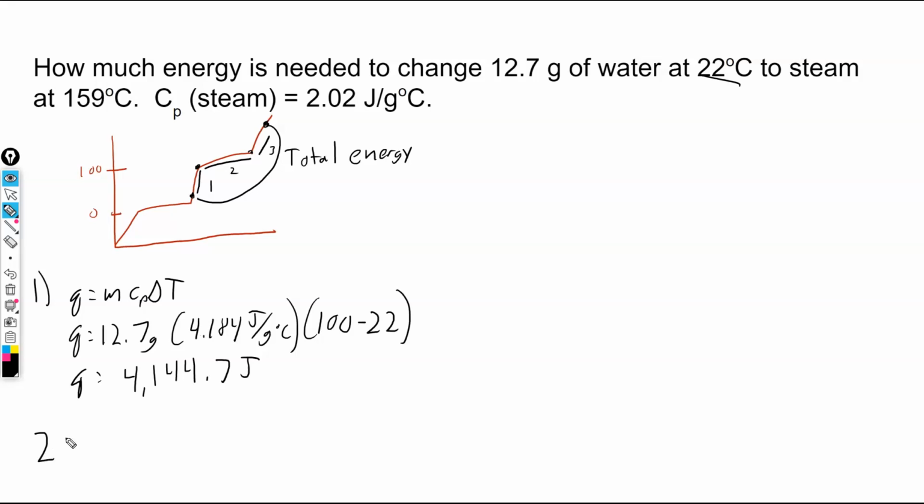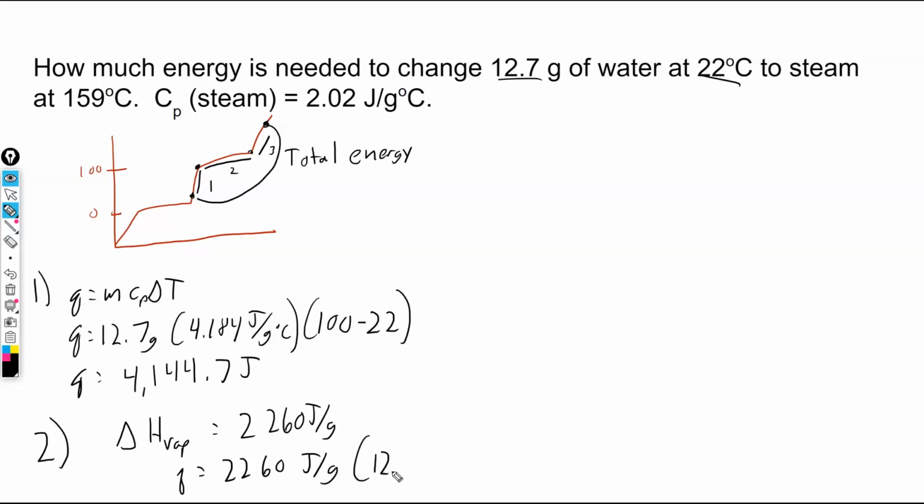Now for the second part, I'm going to go into that phase change. So now I am looking at the delta H of vaporization, which we just looked at previously. The delta H of vaporization for water in this case, remember, is 2,260 joules per gram. I want to figure out how much energy is needed to vaporize this amount of water. So remember, you'll take your heat of vaporization times the mass.